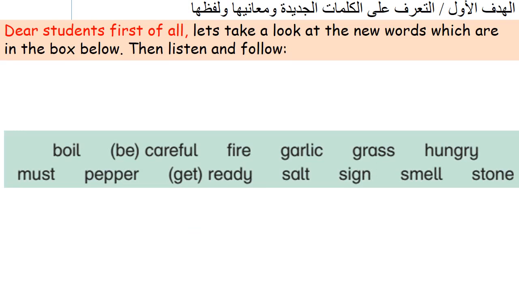Then listen and follow. استمع وتبع. As you see here in this box, in this Unit 8, Signs Around Us, we have 13 new words. 13 كلمة جديدة عندنا حنتعرف عليهم. Now listen and follow. استمع وتبع.